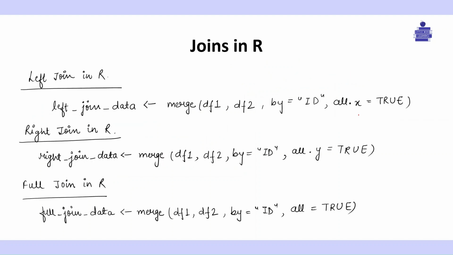Now let's come to the left join in R. All rows from df1 are included and unmatched rows from df2 are filled with NA here. In the right join, all the rows from df2 are included and unmatched rows from df1 are filled with NA. Lastly, we have full join. All the rows from both the data sets are included, and missing values are filled with NA. So that's how all the 4 joins in R work.